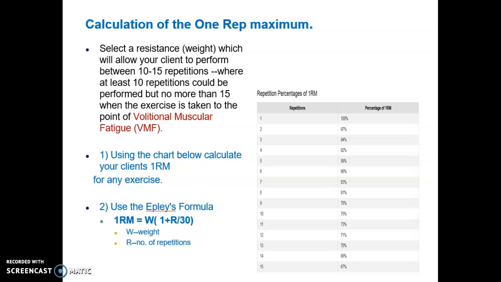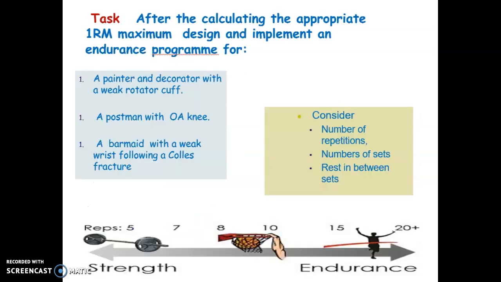This slide shows you how to calculate your patient's 1 rep max. And then the following slide just gives you some ideas about how to calculate appropriate 1 rep max, designing and implementing endurance programs for various different patients. So it might be worth pausing the presentation here and having a go at creating a program for the three patients outlined: the patron decorator, the postman with the OA knee, and the barmaid following a Colles fracture.